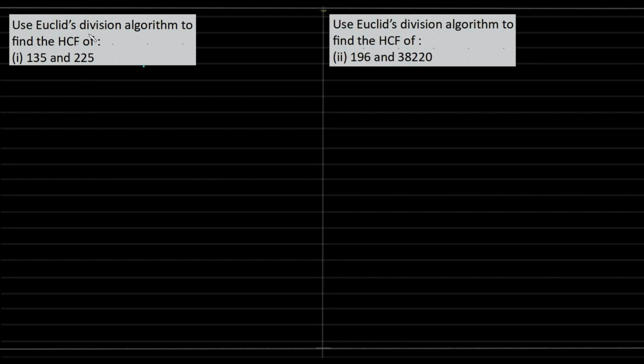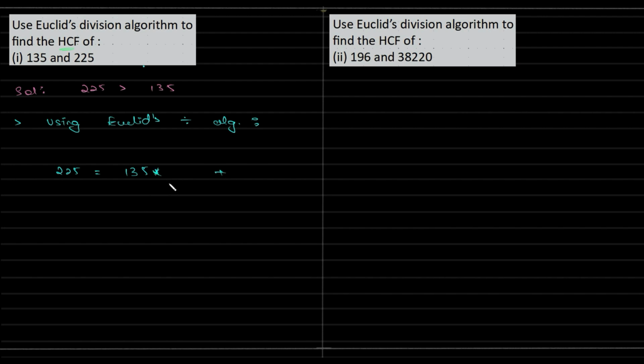So we are looking at Euclid division algorithm and finding HCF. The first two numbers are 225, which is greater than 135. So the very first statement will be using Euclid division algorithm. So 225 will be equal to 135 into something plus something, right?